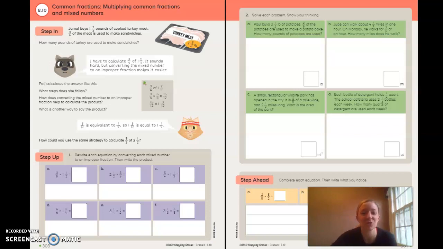It says Jamal buys 1 2/3 pounds of cooked turkey meat. 3/4 of the meat is used to make sandwiches. How many pounds of turkey are used to make the sandwiches? The raccoon says, I have to calculate 3/4 of 1 2/3. Sounds hard, but converting the mixed number to an improper fraction makes things easier. If we take that mixed number, 1 2/3, and convert it into an improper fraction, then we can just multiply our fractions straight across like normal.